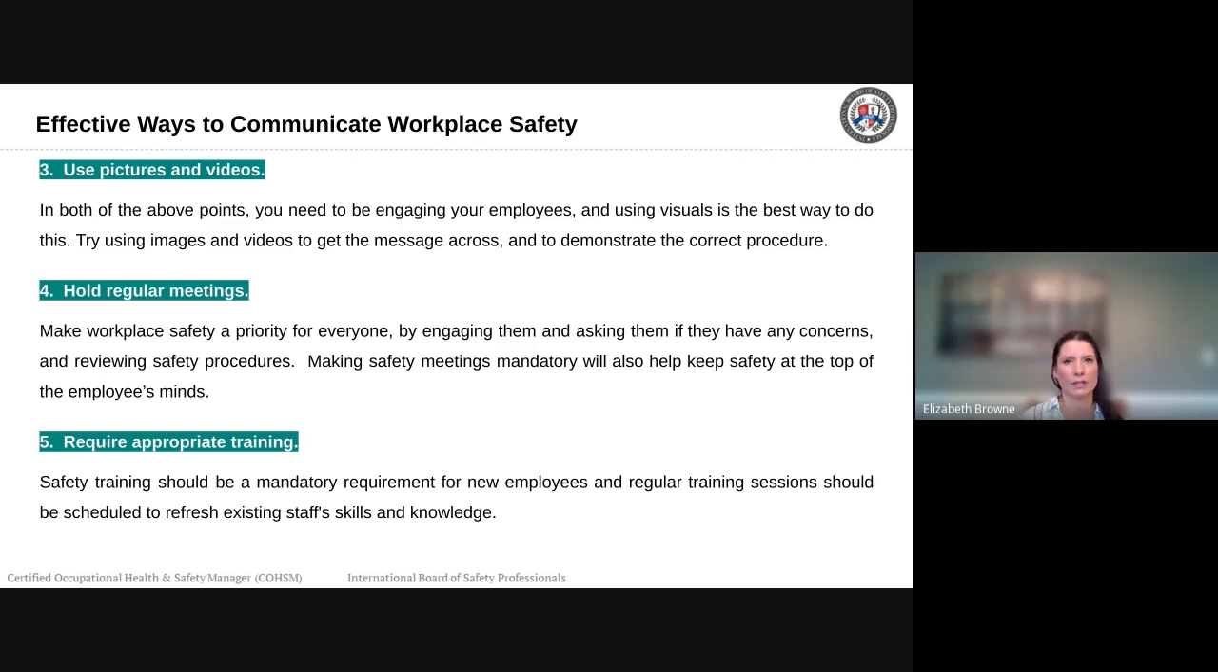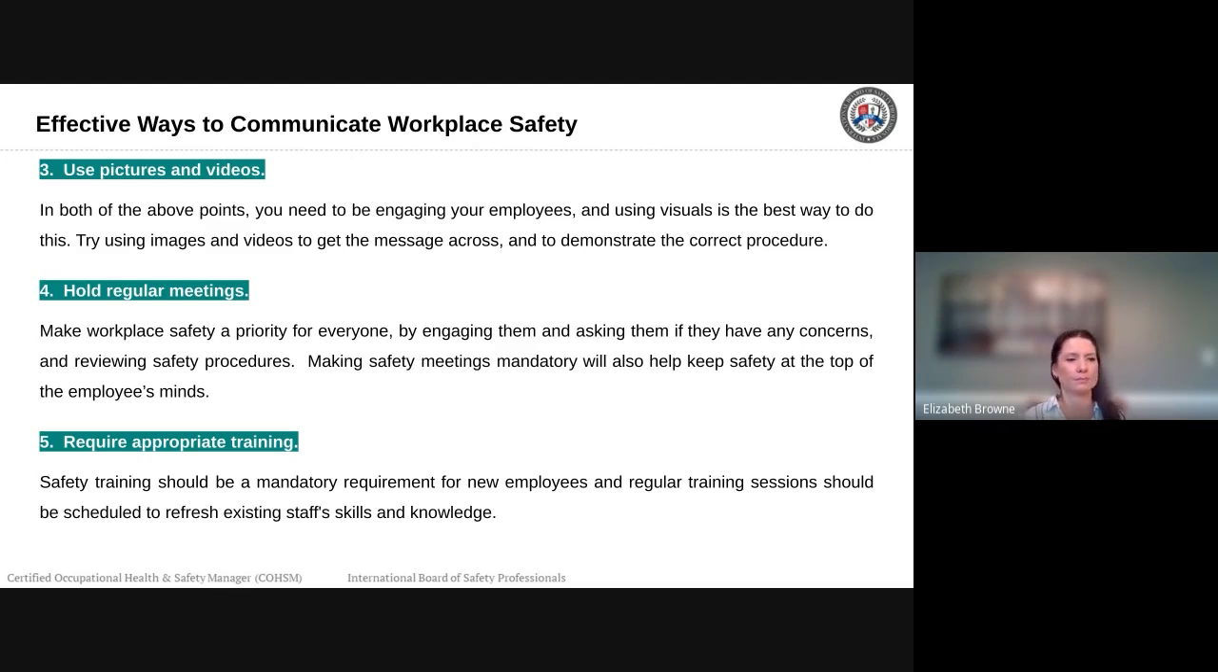So that definitely catches employees' attention. Holding regular meetings about safety does communicate to employees that safety is a priority. So engaging them personally by having face-to-face meetings is a great way to ensure that you're effectively communicating your safety procedures. But having an open format where employees are able to voice their concerns at these meetings will help keep safety at the top of employees' minds.